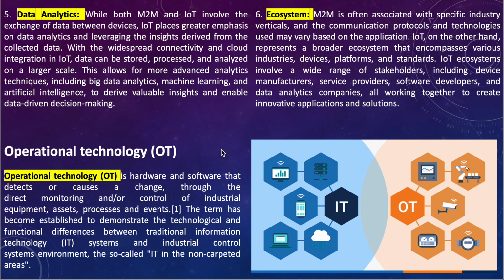So that means, basically, operational technology is the hardware and software that detects or causes a change through the direct monitoring and or control of industrial equipment, assets, process and events. So basically again hardware devices being controlled. OT is a terminology that is being used in current status. M2M is a terminology that was used before IoT. This is something which is being used today, right?